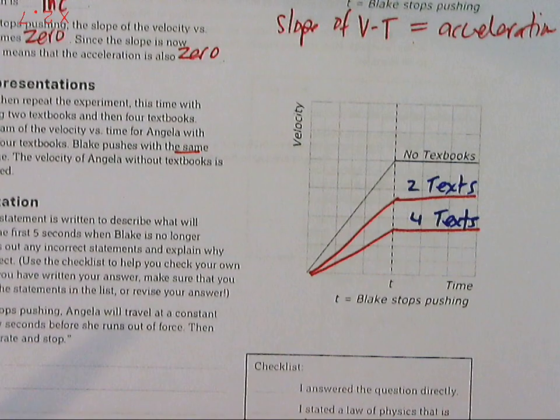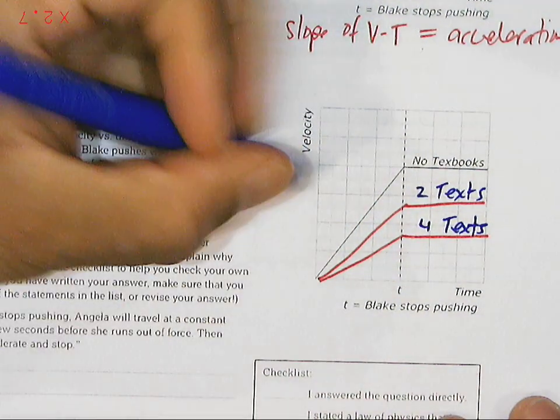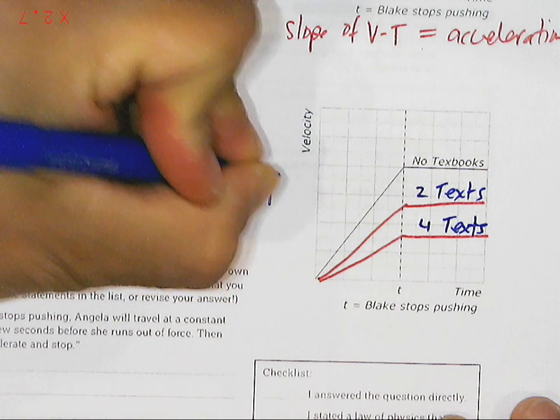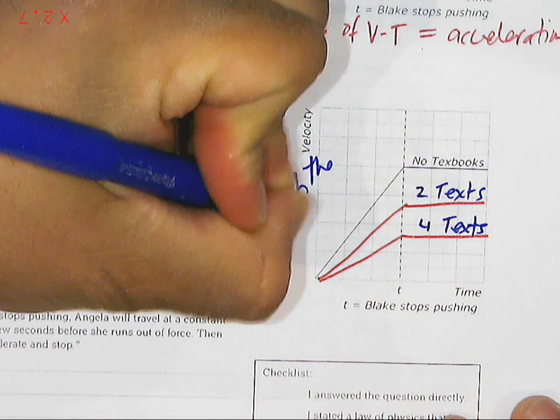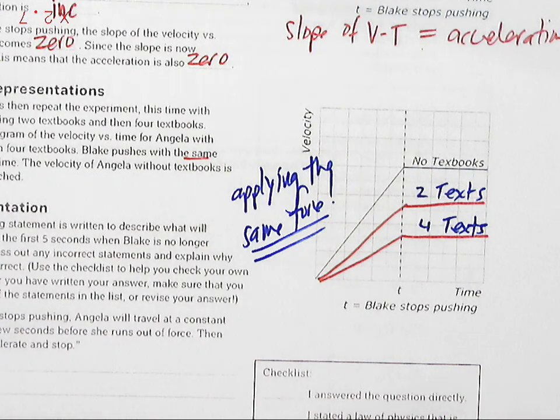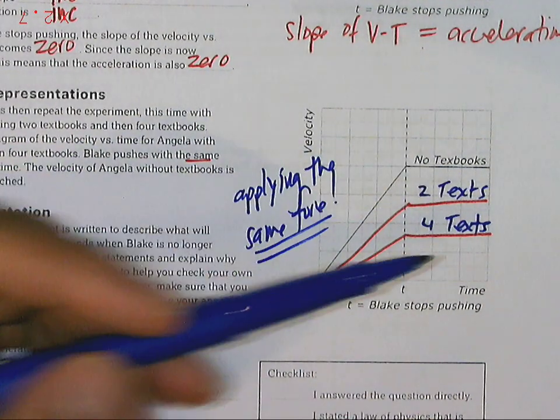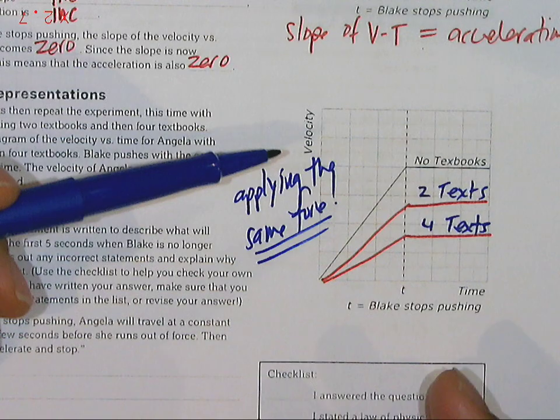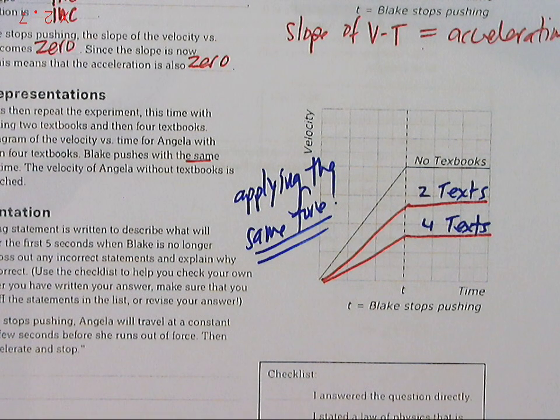Because if the same force is applied in all 3 cases, and that's the case, you're applying the same force, then of course as you increase the mass, you cannot accelerate as fast. The acceleration of the overall object or system is going to decrease because you're increasing the mass without increasing the force. The force is the same.